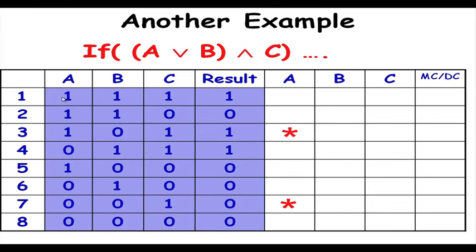Can we achieve it with respect to 1? Here A is 1 and B, C are 1 1. Now, B, C are 1 1 and A is 0, but then the result is 1 here. So, the result does not toggle and therefore, 1 and 4 do not achieve independent evaluation of A.